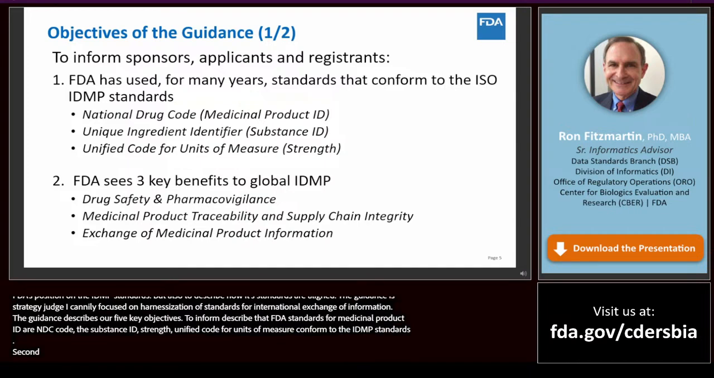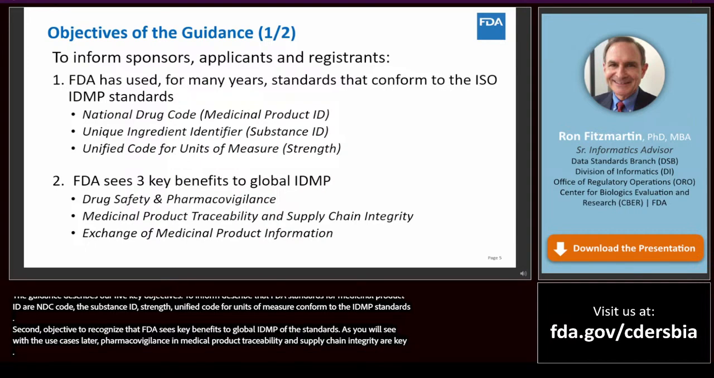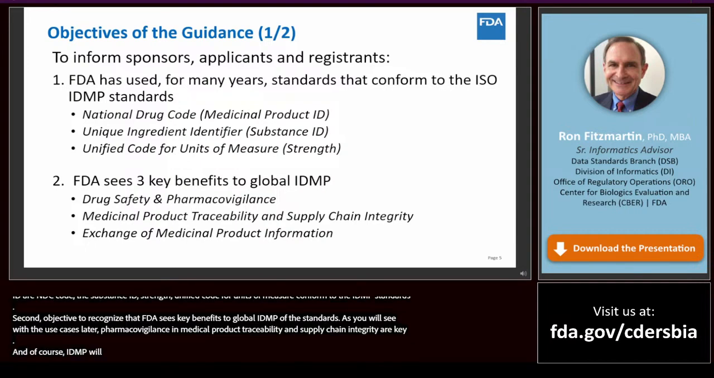Second objective, to recognize that FDA sees key benefits to global implementation of the standards. As you will see with the use cases later, pharmacovigilance and medical product traceability and supply chain integrity are key. And of course, IDMP will allow the identification and exchange of medicinal product information independent of registration origin.